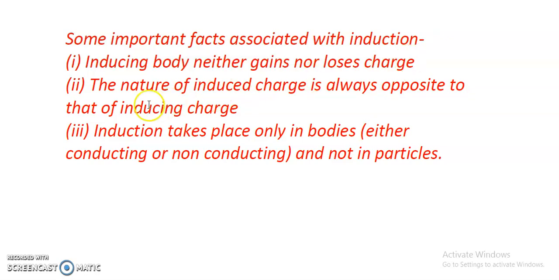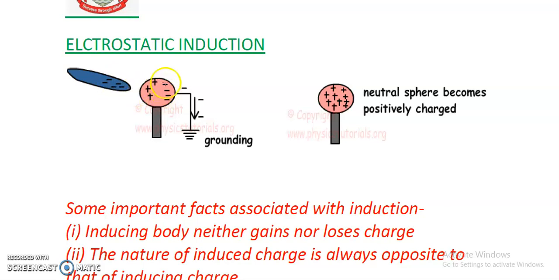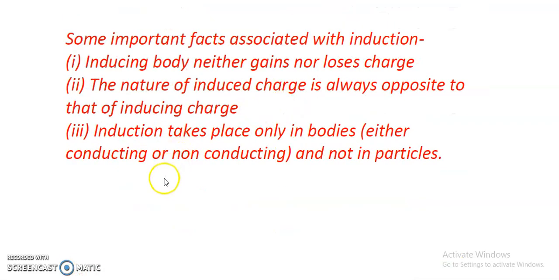Second point, the nature of induced charge is always opposite to that of the inducing charge. This is the inducing charge, and these are the induced charges. They are always opposite in nature. A negatively charged body was kept in the vicinity of an uncharged body, so the uncharged body has become positively charged. Therefore they have opposite nature. Third point, induction takes place only in bodies, either conducting or non-conducting, and not in particles.